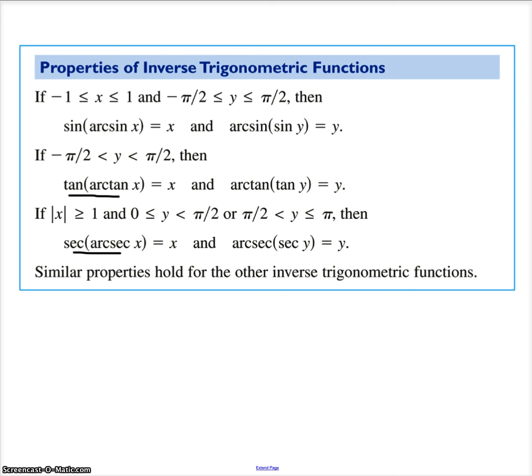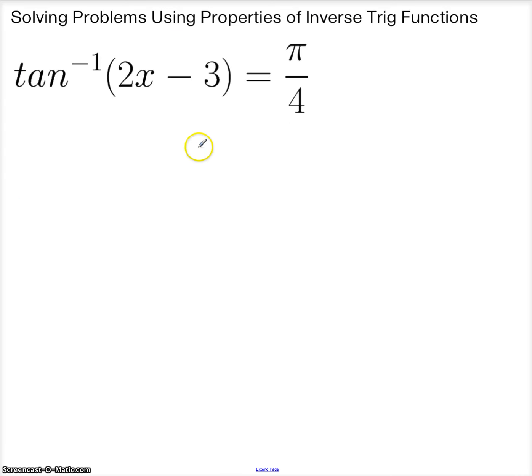Now, how are we going to solve problems using this? Well, it's actually kind of fun. Let's look at this problem right here. Suppose, and this is awful, guys, listen, I don't want to graph this by hand. I certainly don't. All right, suppose I want to solve the inverse tangent of 2x minus 3, and that's got to equal pi over 4.